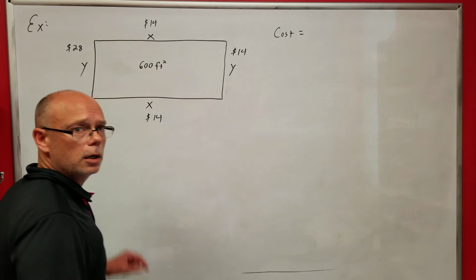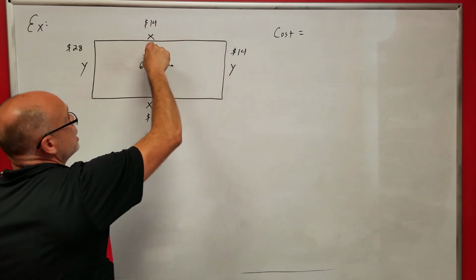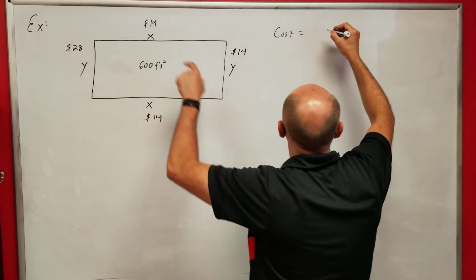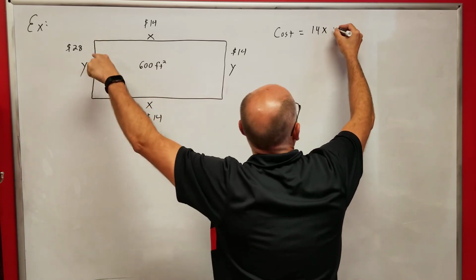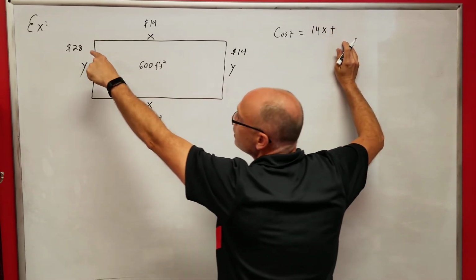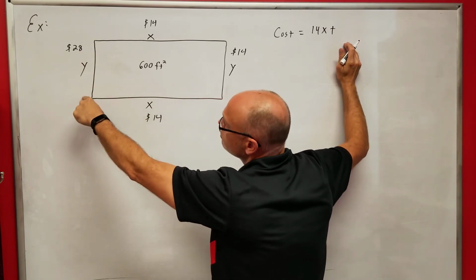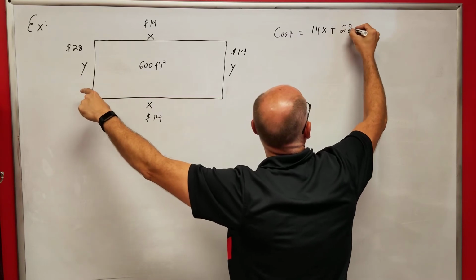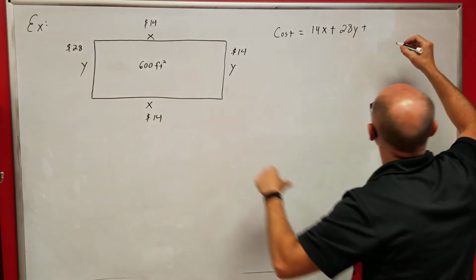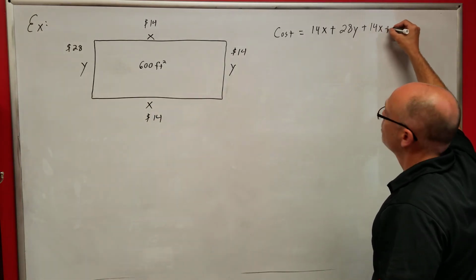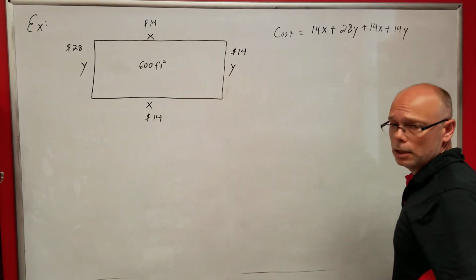How much is this going to cost me to build? It's going to cost me $14 per foot times X feet for that side anyway. $14 per foot times X feet. Plus the cost of this side. This side's going to cost me $28 times the number of feet right here, right? So 28 times y. And if I keep going along the same pattern, I have $14 per foot times x feet plus the cost of this side, $14 per foot times y feet.